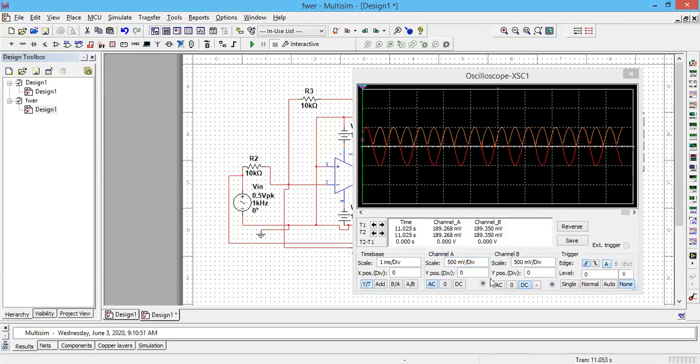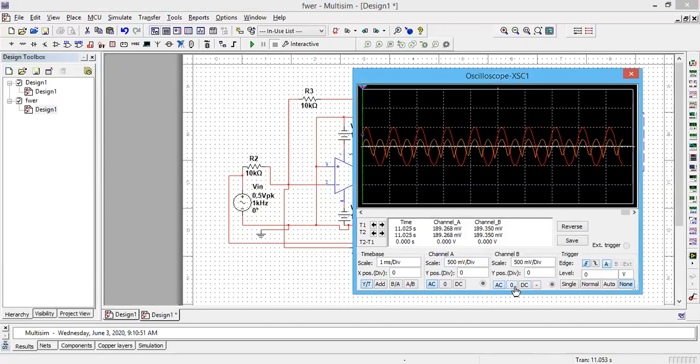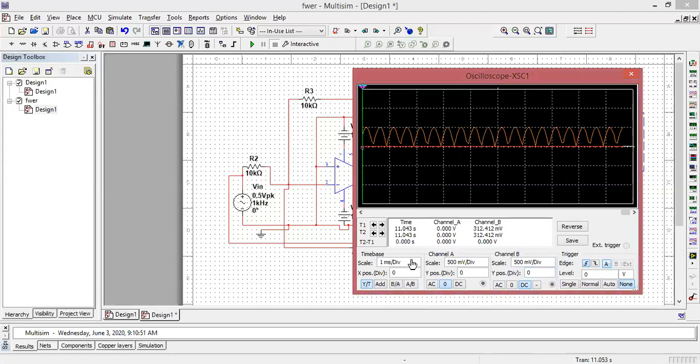And coming to channel B, it corresponds to the DC signal whose amplitude is equal to 0.5 volt. Thus a full wave precision rectifier converts an AC signal into pulsating DC.